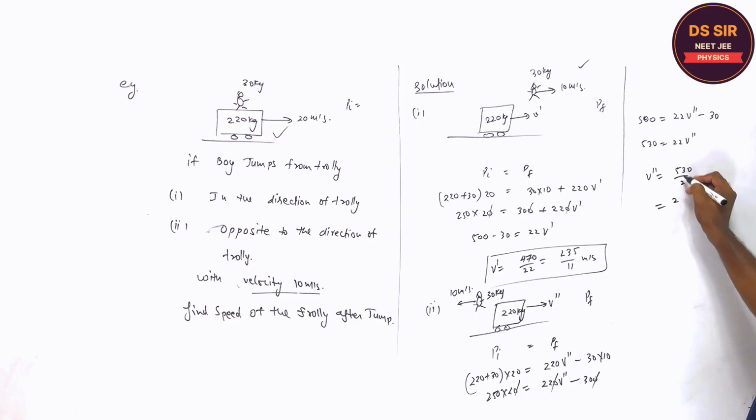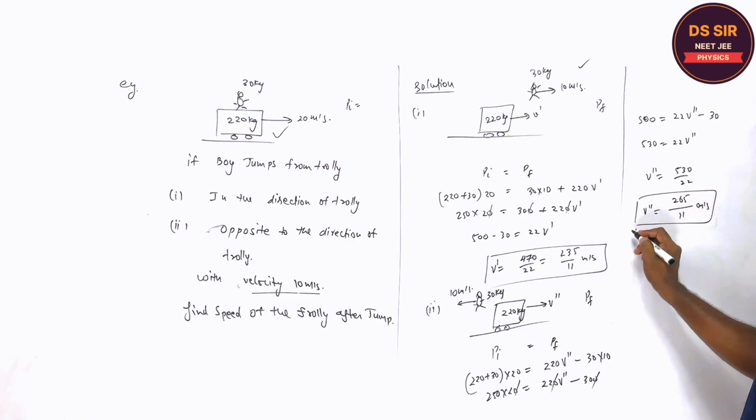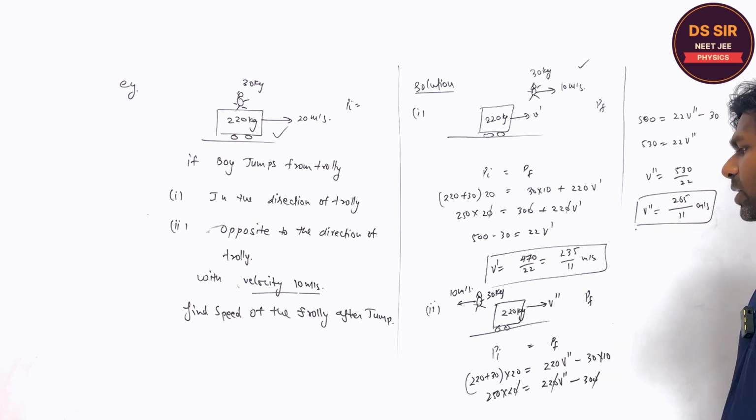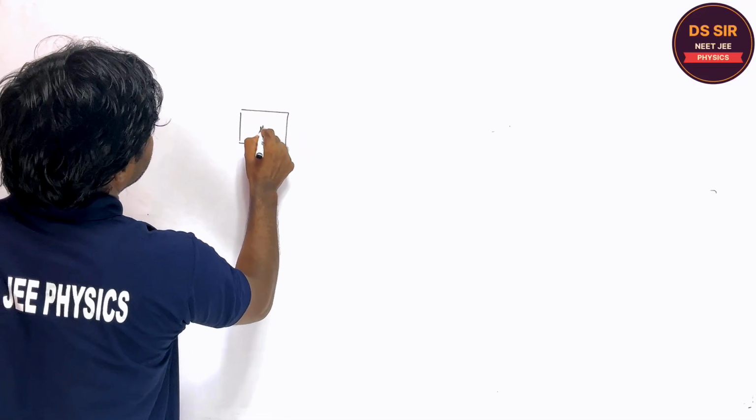So this is 265 upon 11 meter per second is the velocity of this car after he jumps opposite to the direction of the velocity. Copy this. So in continuation with this, I take another example.